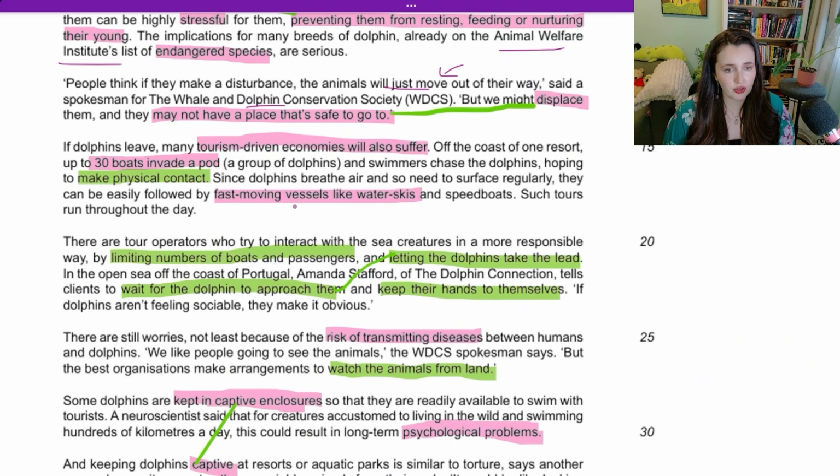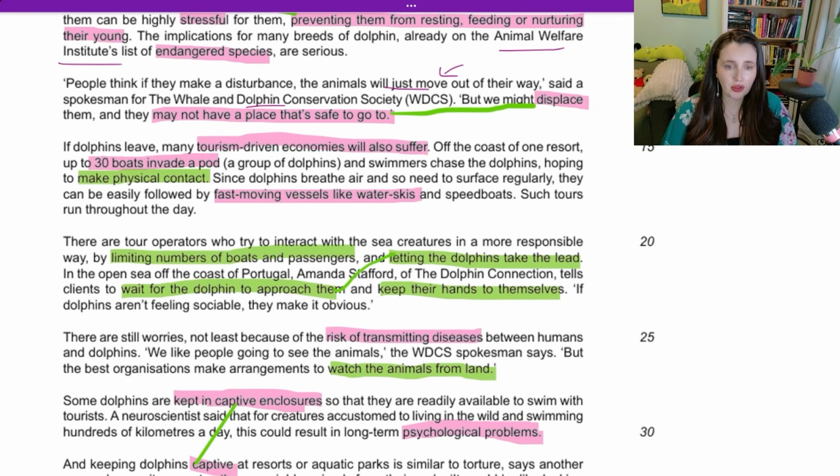There are tour operators who try to interact with the sea creatures in a more responsible way by limiting numbers of boats and passengers and letting dolphins take the lead. In the open sea off the coast of Portugal, Amanda Stafford of Dolphin Connection tells clients to wait for dolphins to approach them and keep their hands to themselves. If the dolphins aren't feeling sociable, they make it obvious.